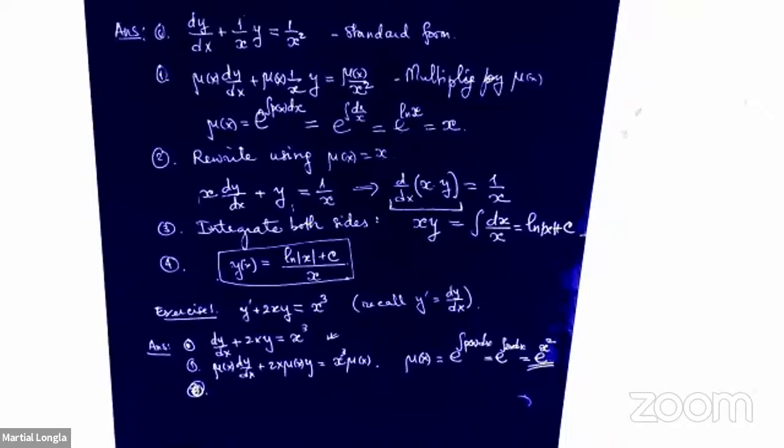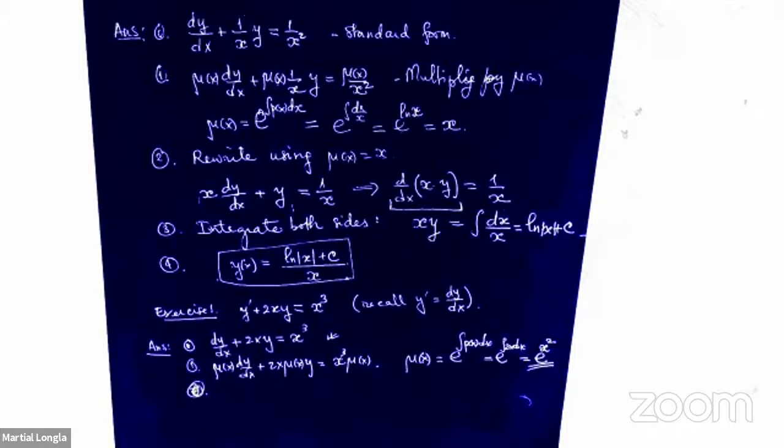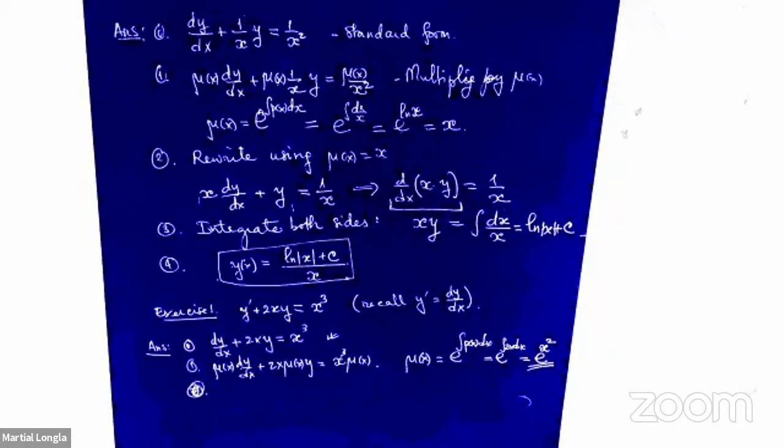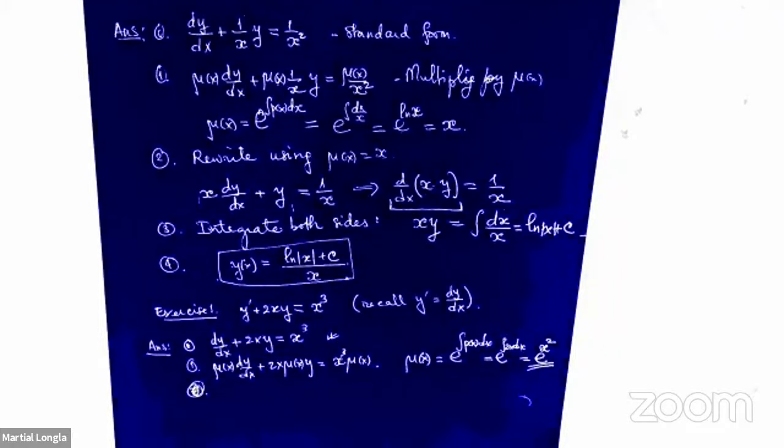Notice that for mu of x, I don't care about the constant of integration. Even up there in that example, you didn't see me writing plus c, right? I don't do that because technically we want one function mu of x. So we don't need a constant. We just need to find one function. Okay, that's the reason why.